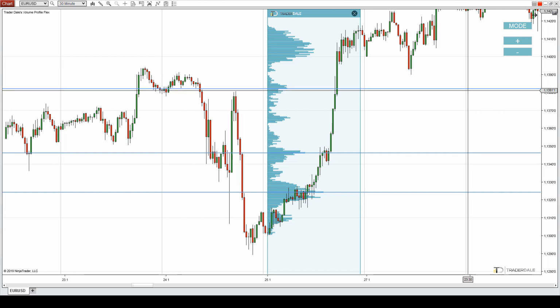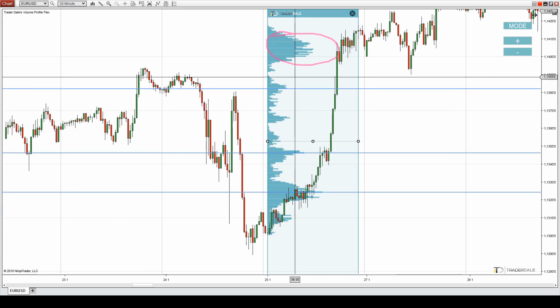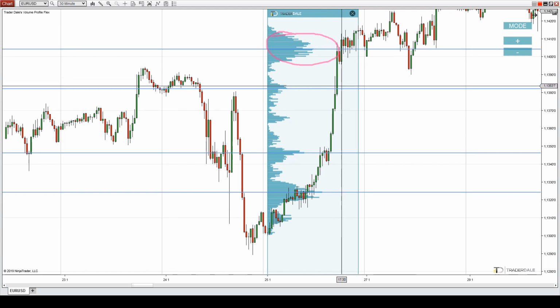Alright, and the next significant volume cluster is this one. This is where the rotation begins. But at the time when the trend was going upwards, we didn't really know that, right? So next level would be in here.